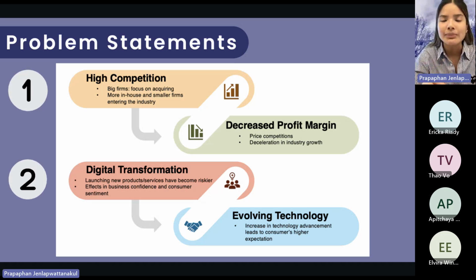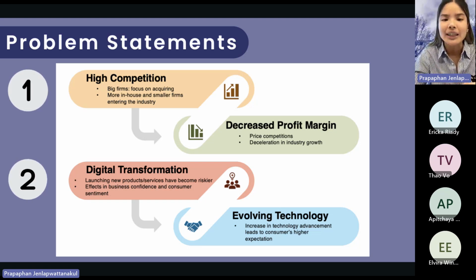The first problem statement is that there's high competition among both current and upcoming competitors, and this creates price competition, where smaller companies are using a low price strategy to compete against each other, and also big companies are expanding their target markets as they expand their services through acquiring the smaller firms.